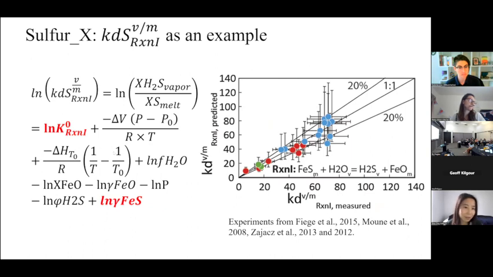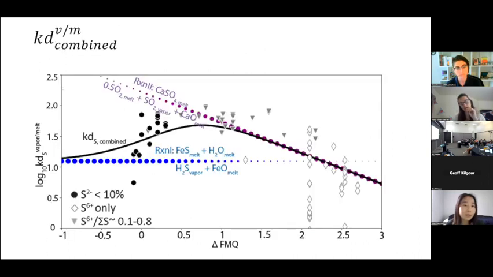and we use the enthalpy change of each reaction to account for the temperature effects. So this right panel just shows an example of how the predicted KD1 compared to the measured KD reaction 1 for all the experiments. And then this figure is a summary of how SulfurX calculates the combined partition coefficient and how it compares to the experimental data.